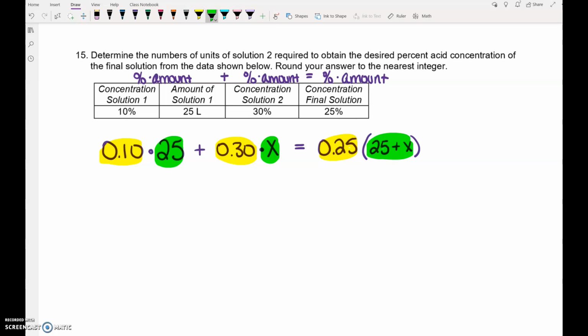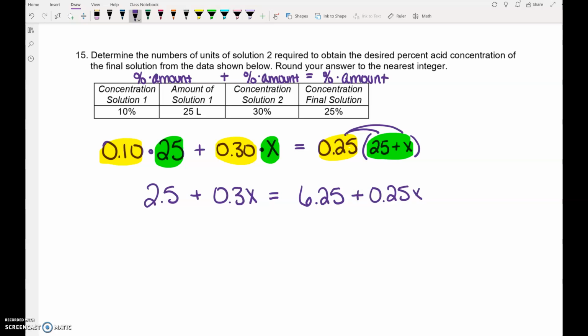And it's kind of annoying that it's decimals, but we can deal with it. So 0.1 times 25, that makes 2.5. This is 0.3x. And then here we would have to distribute. We would get 6.25 plus 0.25x. And now it's just an equation with x's. Yeah, it's decimals, which is annoying, but we can deal with it.